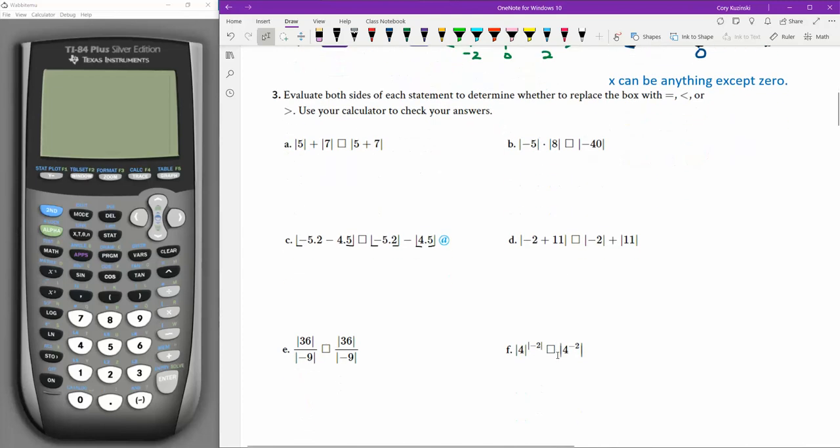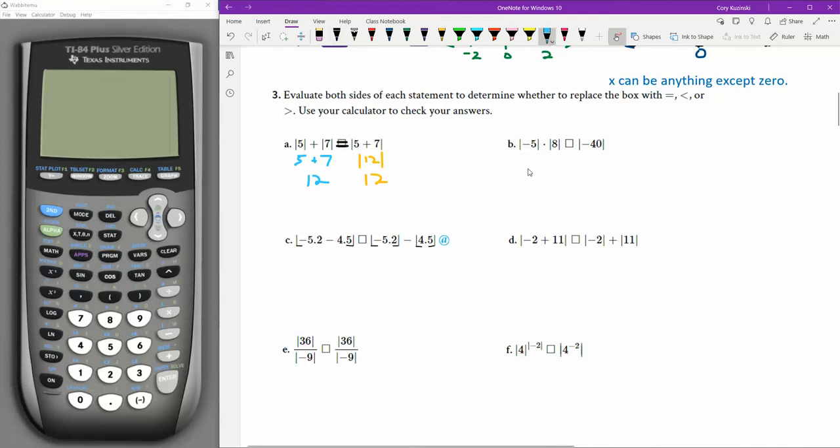All right, we move on to number 3, and we're just trying to say whether these are equal, less than, or greater than each other. So the absolute value of 5 is 5. The absolute value of 7 is 7. We're going to add those together, get 12. The absolute value of 5 plus 7 is like saying the absolute value of 12, which is 12. So we're going to go with equals on this one.